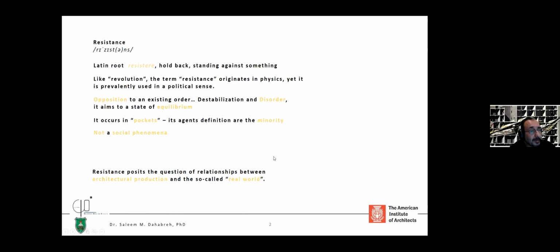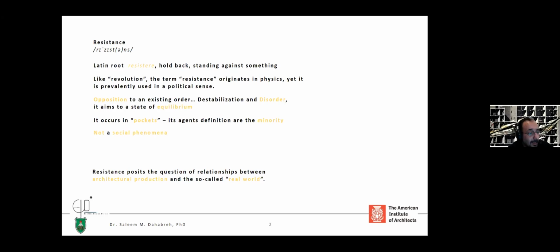Opposition to an existing order. Its aim is to destabilize, but not destabilize to destroy, destabilize to shake and uncover. As such, it aims to create equilibrium. As resistance, it should start as pockets. It's definitely for the minority by the minority. Once resistance becomes mainstream, it loses its resistance state and becomes a norm. It is not a social phenomenon.